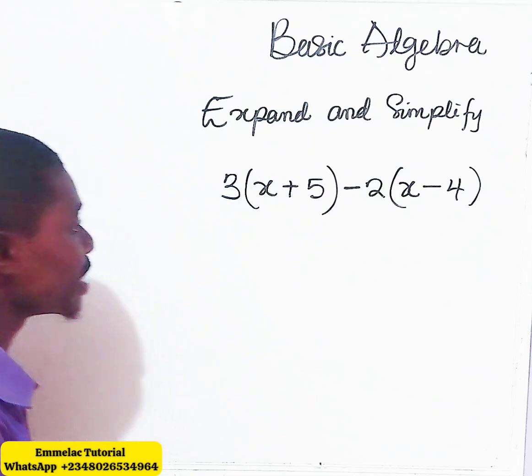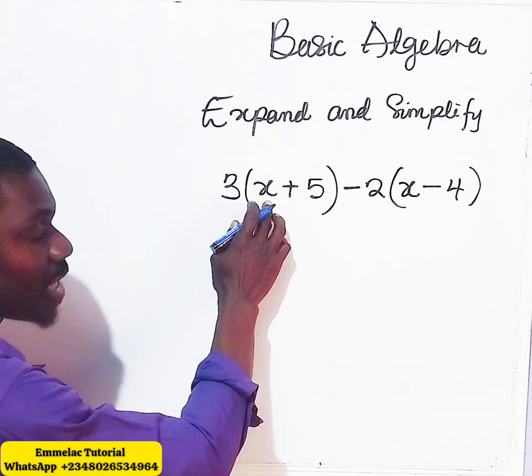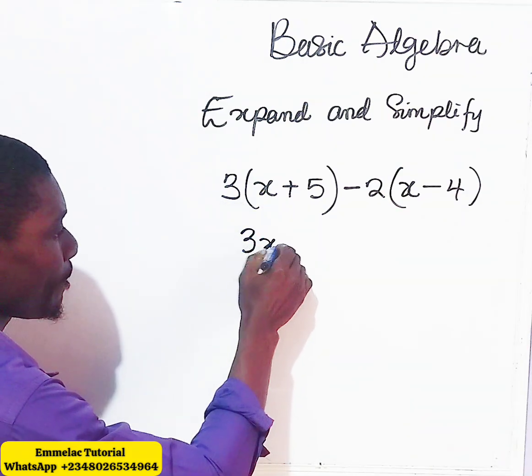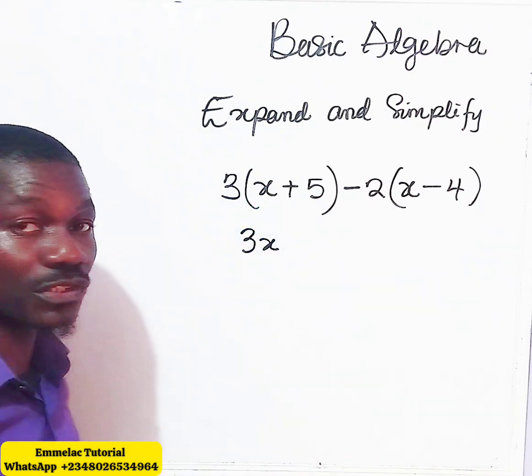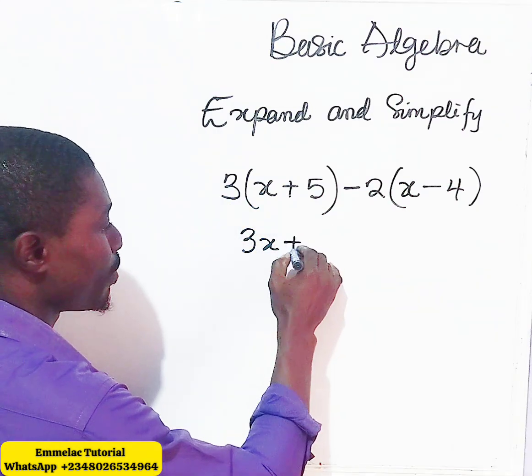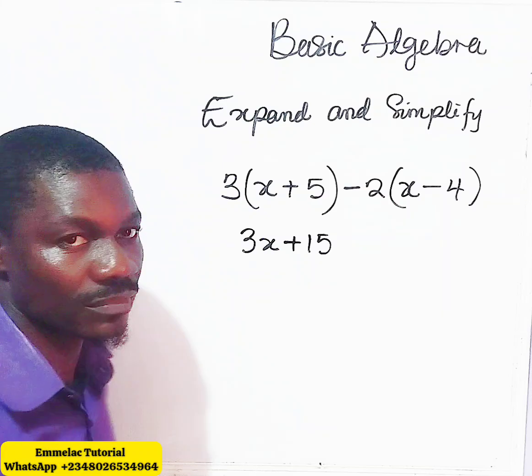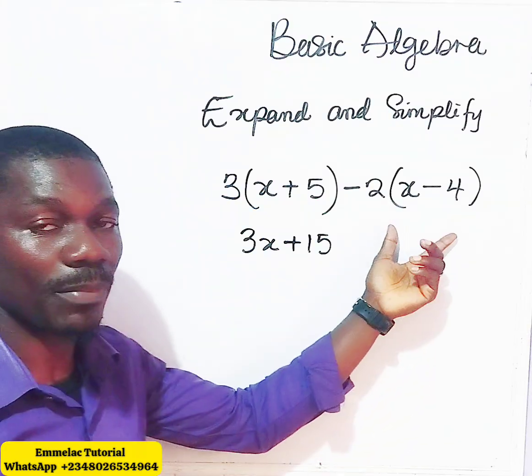And what does that imply? It implies that 3 times x will give us what? 3x. Now 3 times positive 5 will give us plus 15. Now the same way we apply this.